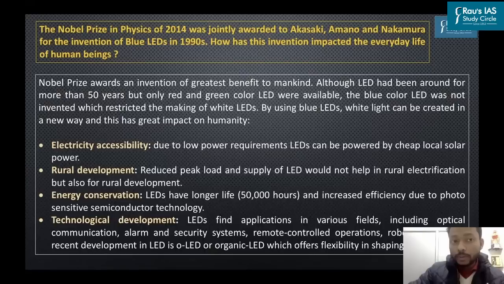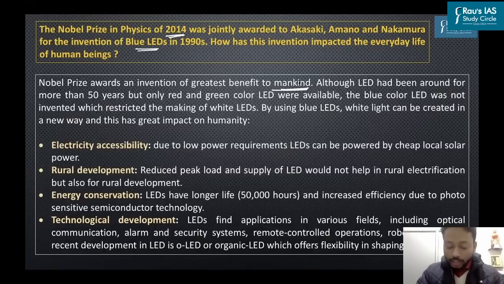They say that the Nobel Prize in Physics in 2014 was jointly awarded to 3 scientists for the invention of blue LEDs in the 1990s. But since they have made it clear that the Nobel Prize is given, you can pick it from there, because you know that Nobel Prizes are given for those inventions, those scientific works that benefit mankind. So you can highlight this. Since the Nobel Prize was given, it ought to have benefit for mankind. You just have to illustrate and enumerate them.